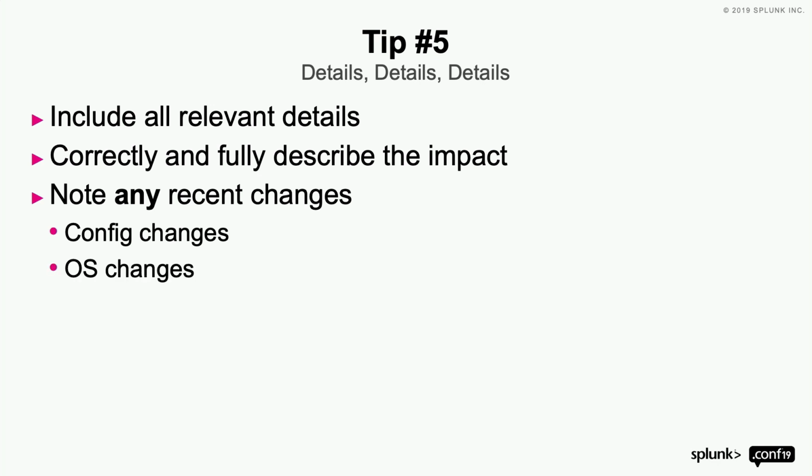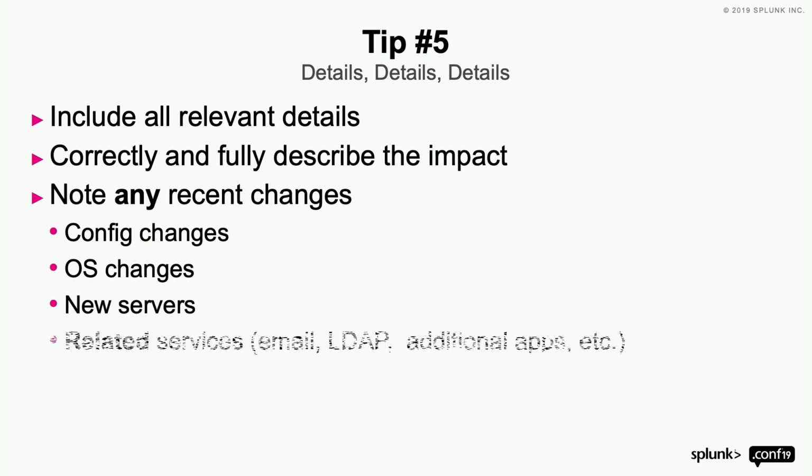If you had an OS change, or let's say that you had some related service like email or LDAP, any additional apps that you've loaded on, those are things that you want to also include so that they know what might be impacting. For instance, if you say, we are no longer getting emails sent out on alerts, well, if you had a change to some email things, that might be a reason that it's not working. So try to give them all of those recent changes.